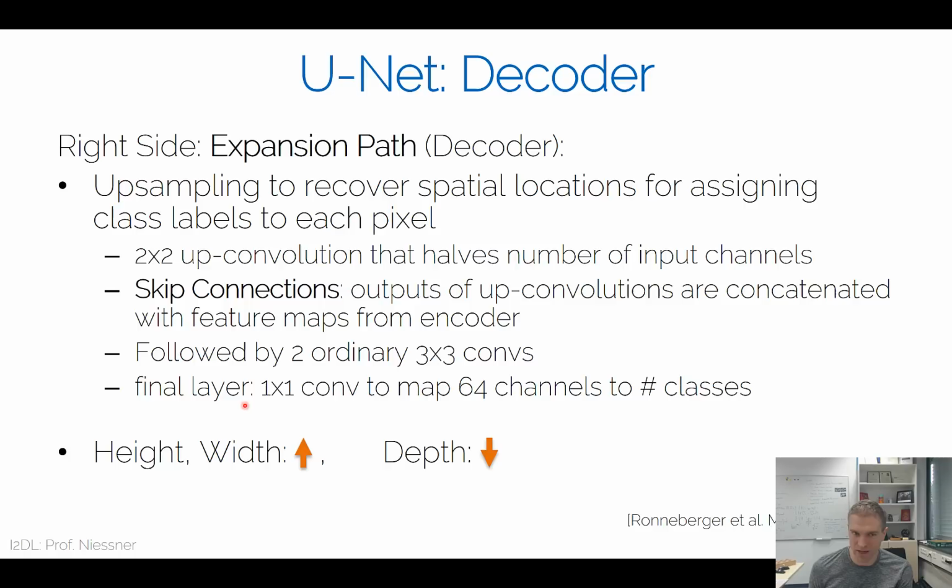And here, width and height goes up and the feature channel depth goes down, right? And this is the architecture you see right now for segmentation. So if you want a label per pixel, then you see this U-Net style, autoencoder style architecture.